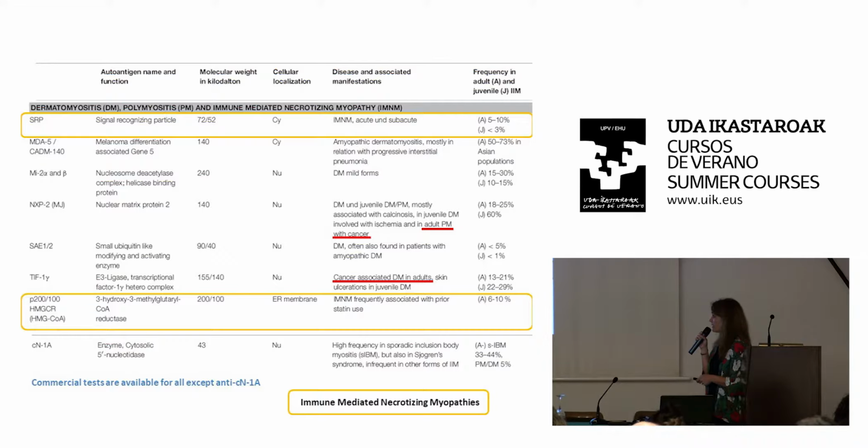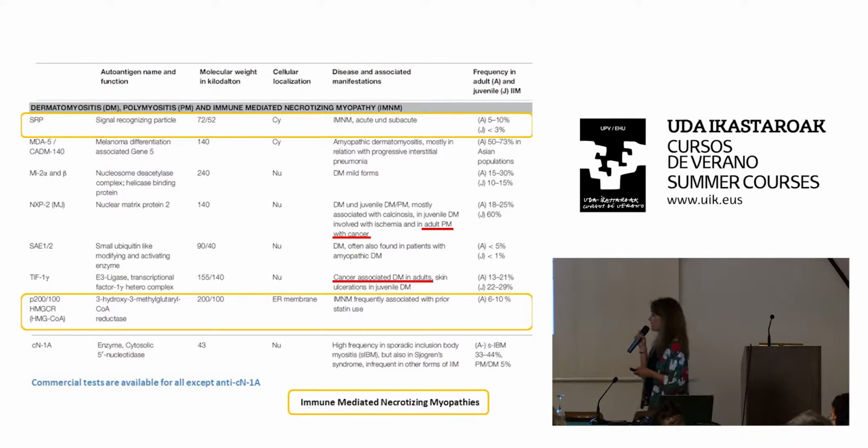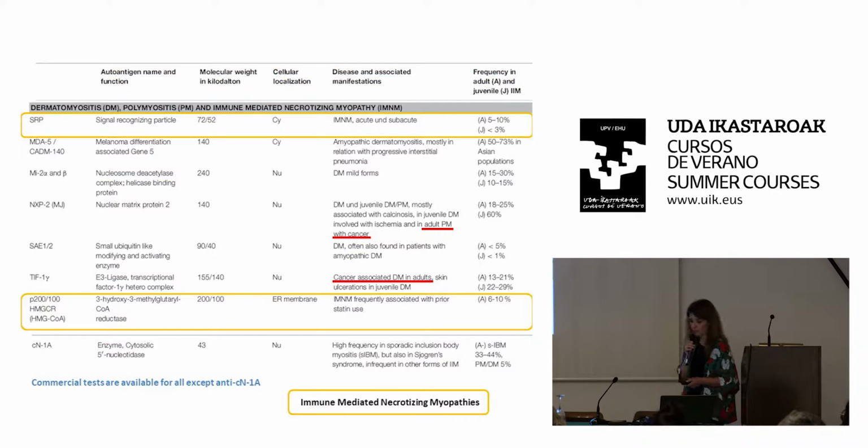Of all these antibodies, all are detectable with commercially available tests, except for this one, which is associated with the specific form of inclusion body myositis, but maybe somehow we'll have this kind of test in the near future.